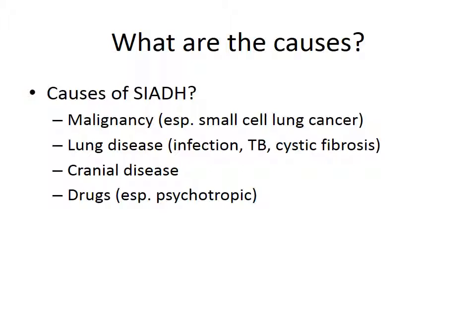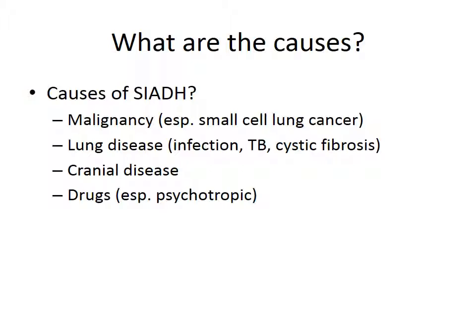Other causes include other lung disease, so non-malignant lung disease such as infections, simple pneumonia, TB, maybe even cystic fibrosis. Cranial disease is another important cause because ADH is produced by the pituitary, so anything that is dysregulated in the brain, for example, brain trauma, brain hemorrhage, brain surgery, can also lead to SIADH. And finally, psychotropic drugs, particularly things like antidepressants, SSRIs, and antipsychotics, are also important causes of SIADH.